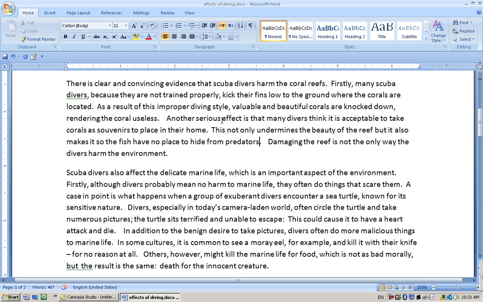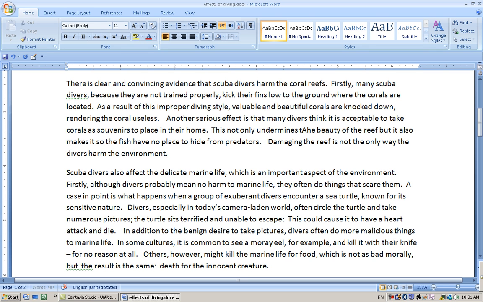So here, another serious effect is that many divers think it is acceptable to take corals as souvenirs to place in their home. This not only undermines the beauty of the reef, but it also makes it so the fish have no place to hide from predators. Okay? So there's the effect. The fish have no place.